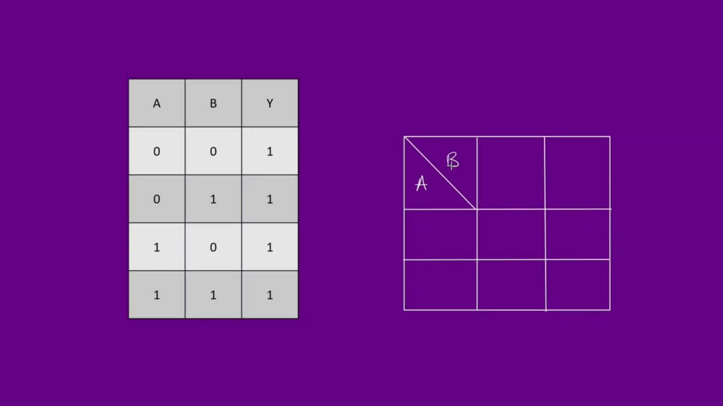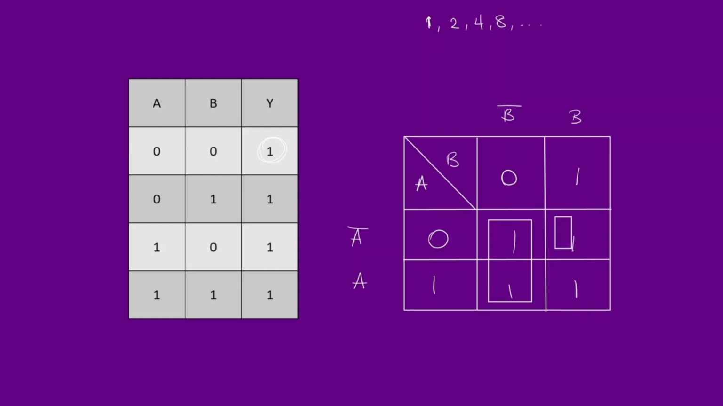Okay, A, B, 0, 1, not B, B, 0, 1, not A, and A, 1, 1, high, high. So what do we really do? We recall our definition of a group, of a prime implicant. Okay, so we first of all need a rectangular or square region, and the only number of highs we're permitted to have are 1, because it can be singular, 2, 4, 8, etc.